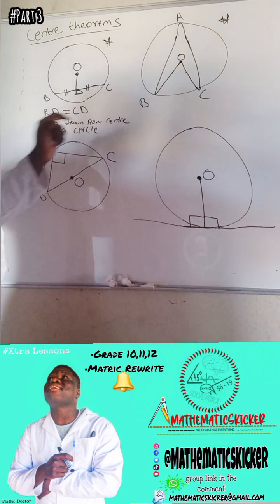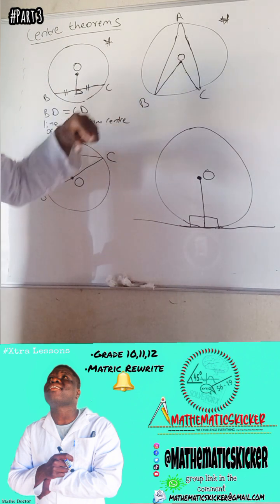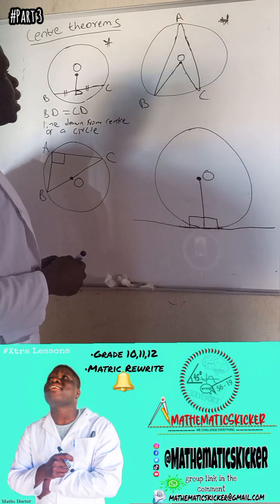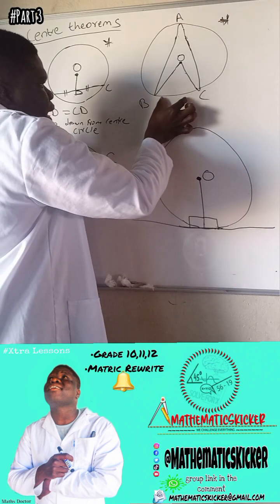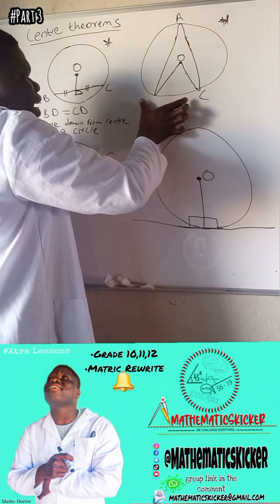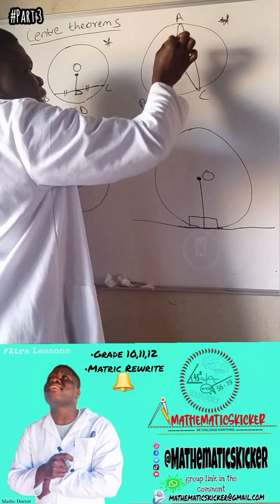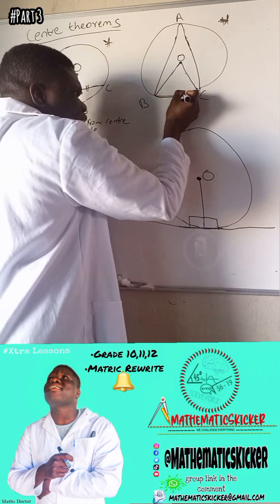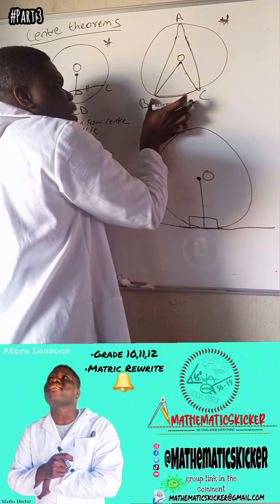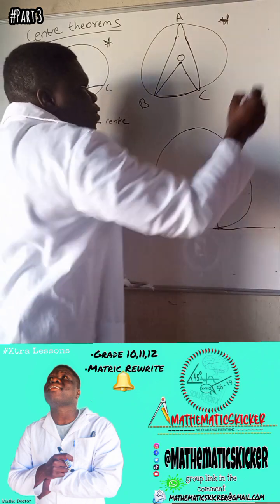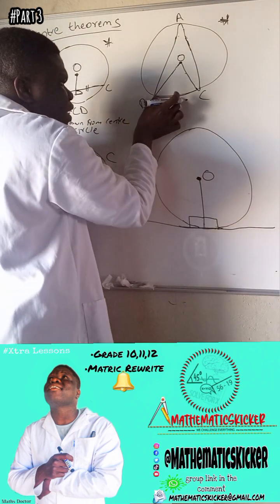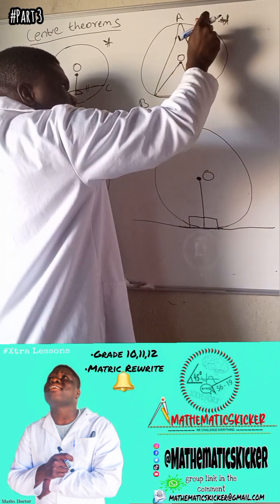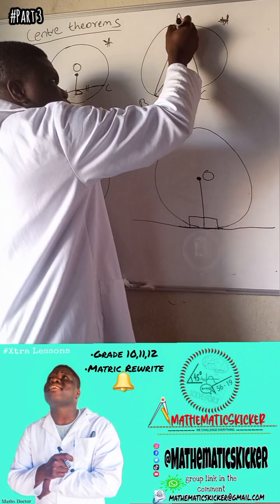Then let's move to the second theorem. Now we are on this theorem. This theorem says that an angle subtended by an arc at the center of the circle is twice the angle subtended by the same arc at any point in the alternate segment. It means this arc subtends an angle at the center, and the same arc subtends an angle at any point on the circumference. For example, this arc can also subtend an angle here. It means that this angle at the center will be twice this one. If we have 2x here, it means here we have x.